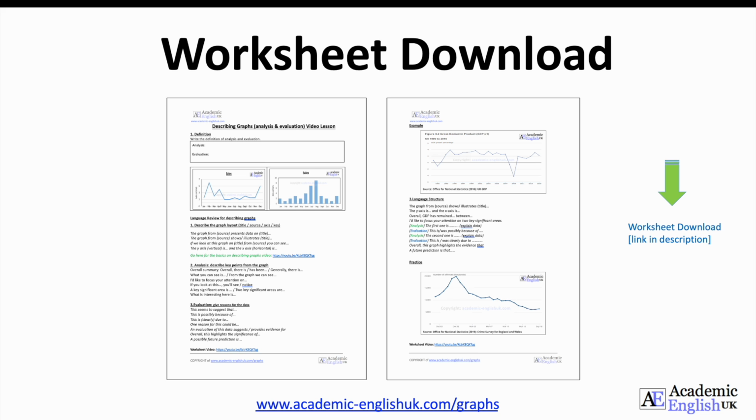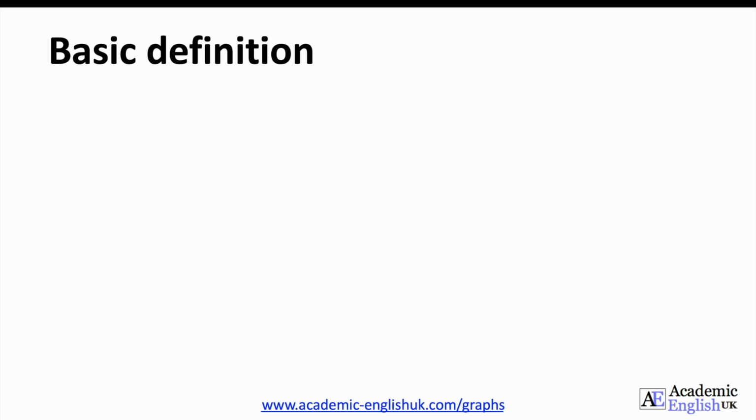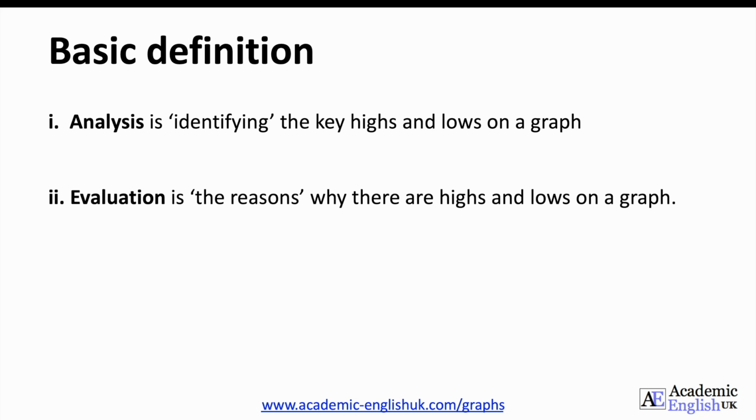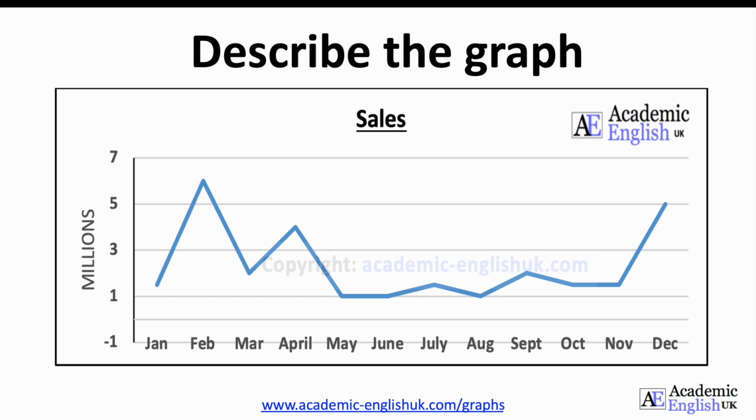Okay, let's begin with a basic definition. Analysis is identifying the key highs and lows on a graph, and evaluation is the reasons why there are highs and lows on a graph. To help understand this, we'll start with a couple of really simple exercises.